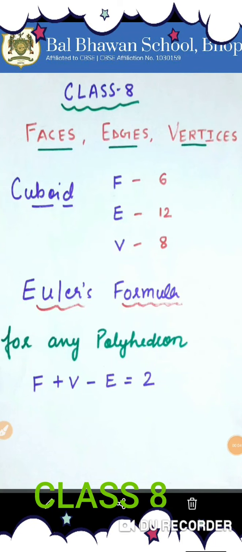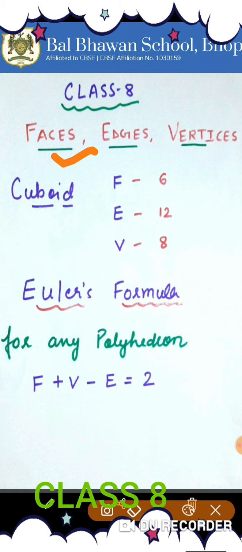Students, today we are going to discuss the topic which is based on your assignment 2. Okay, so listen to me very carefully. First of all, we are going to discuss the faces, edges and vertices of a 3D shape. First of all, we are taking the cuboid.